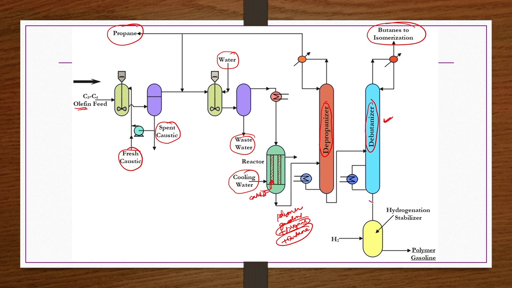So from here you get the polymer gasoline, but that is not a stable one, right? For that purpose, mild hydrogenation is done to make this product stable, and then it is collected as polymer gasoline. Okay, so that is all about the polymerization occurring in petroleum refinery processes.